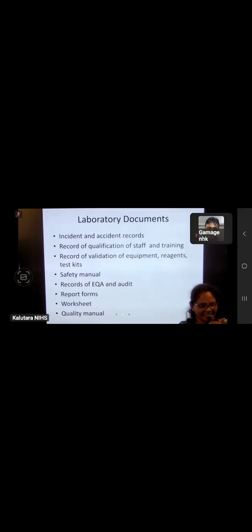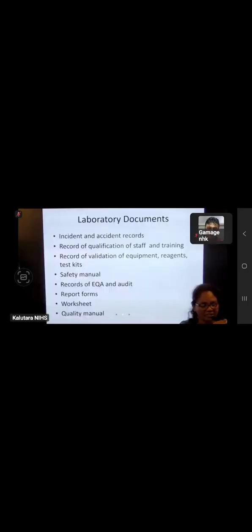Later, as the next topic, we will discuss what is EQA and audit. You have to maintain those records as well. Report forms, worksheets, and finally the quality manual. Actually, the quality manual is a very big document. Everything is included in the quality manual. Those who have taken the accreditation, there is a quality manual. Right? So this is about documentation.